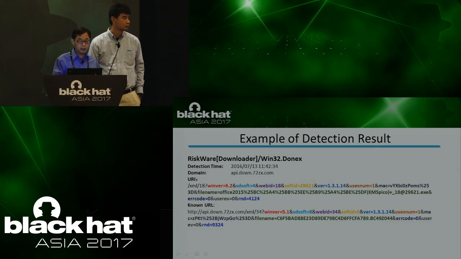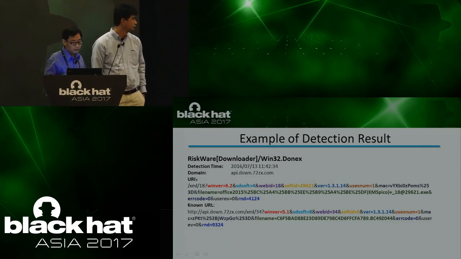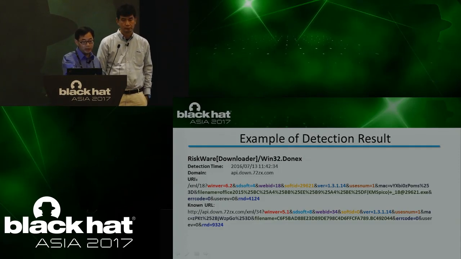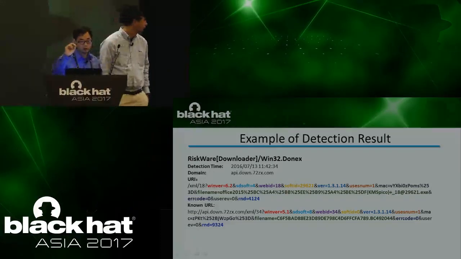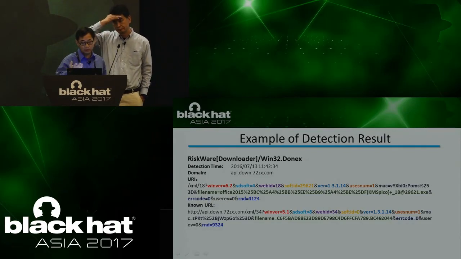Okay, this here is showing one example. I just show the detect time; the domain name is exactly the same. At the bottom, we have this thing called norm URL, which is the URL from the cluster. Then the URI is the one we detected. I used color highlights. It's different, but it's similar.